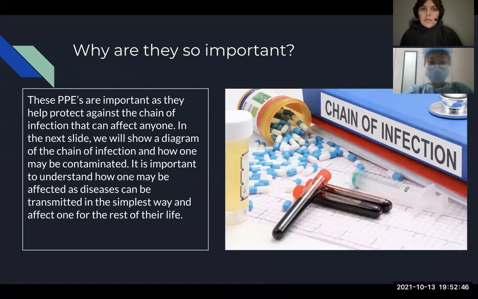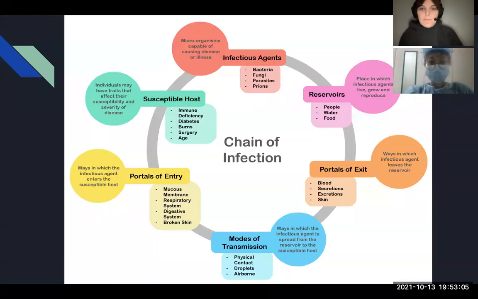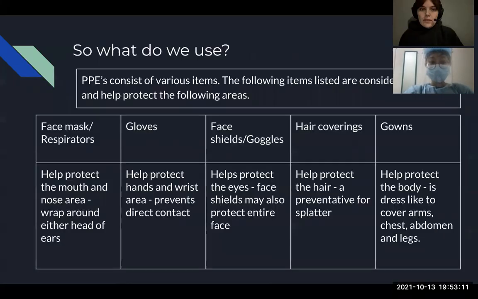So why are they so important? They are important because they help protect against any chain of infection. In the next slide, you are going to see a diagram of what the chain of infection is and how it gets started. You also need to understand how PPEs can help protect against it. This is just the chain of infection, a diagram of how a disease could be transmitted.